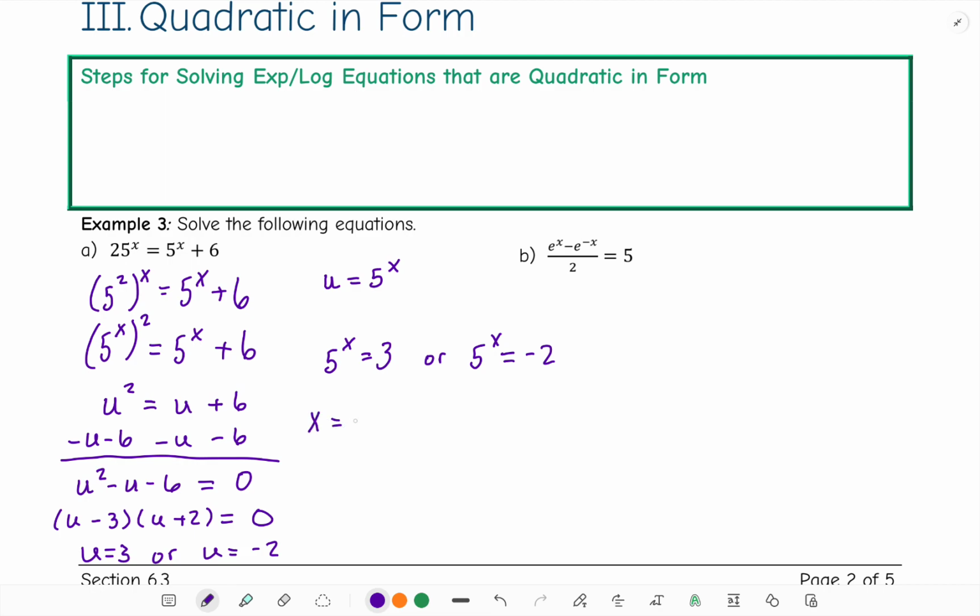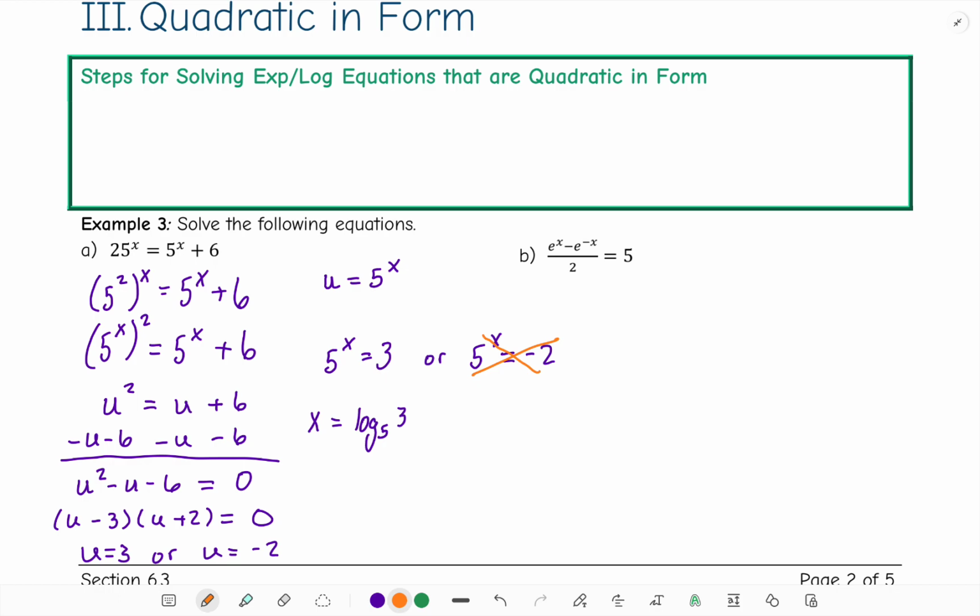So we get x equals log base 5 of 3. But for the second one, 5 to the x equals -2. If you remember about exponentials, they never cross the x-axis. So an exponential can never be negative. So there's no answer there.